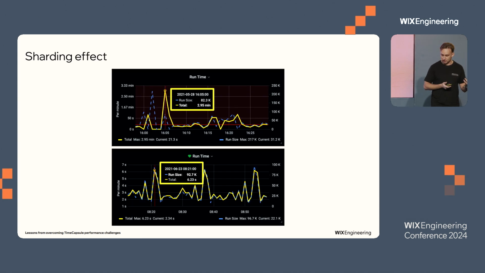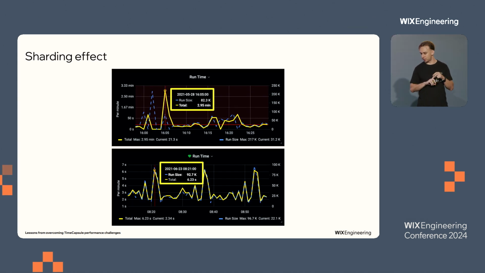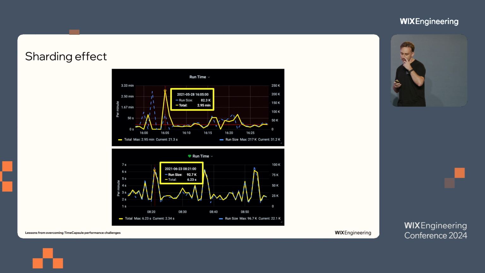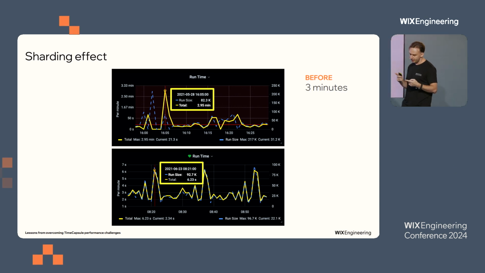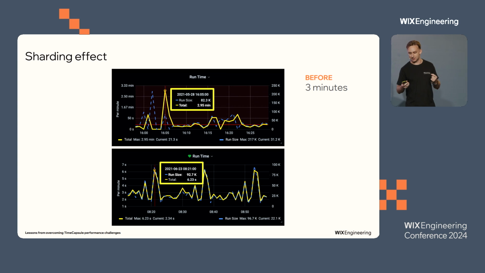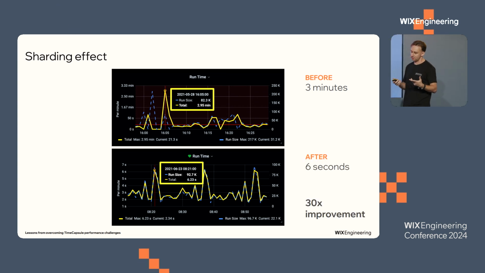I will show you the metrics. This is from year 2021, when we implemented sharding. So before we implemented sharding, it took TimeCapsule 3 minutes to process 80,000 tasks. After we implemented sharding, it took only 6 seconds. So it's more than 30x improvement.